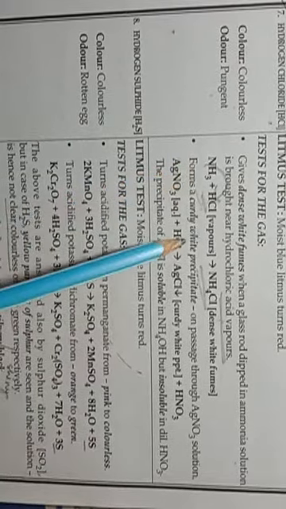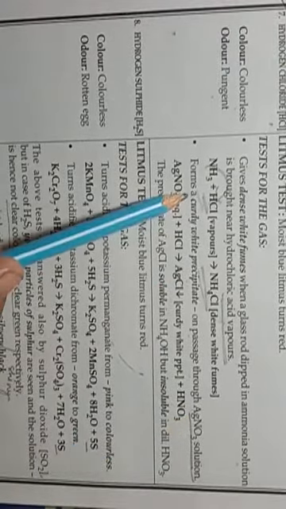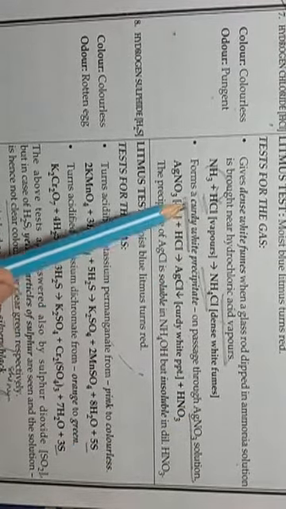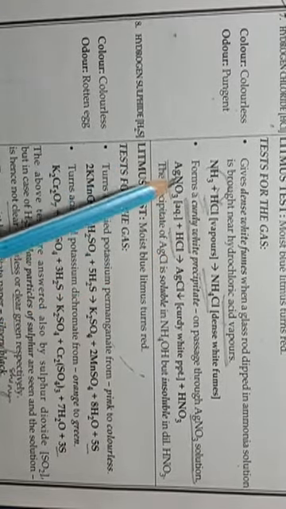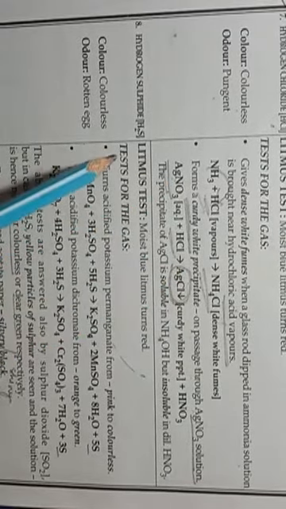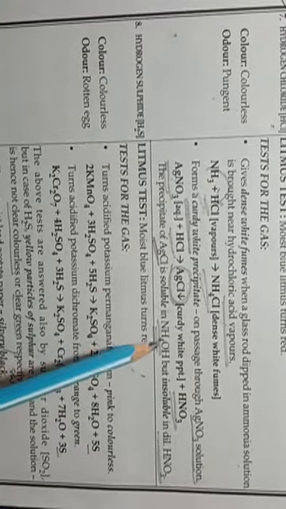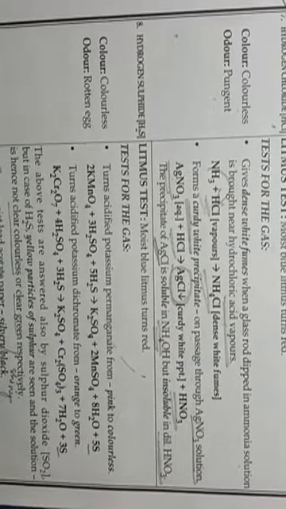Second point, it forms a curdy white precipitate on passage through silver nitrate solution. Not only white, it should be curdy white. So when HCl gas is passed through aqueous silver nitrate solution, it is converted to a curdy white precipitate of silver chloride plus HNO3. This curdy white precipitate is soluble in ammonium hydroxide but insoluble in dilute HNO3. So further you can test this white precipitate with the help of ammonium hydroxide and nitric acid.